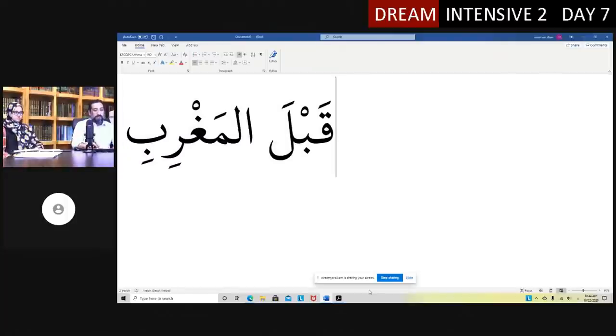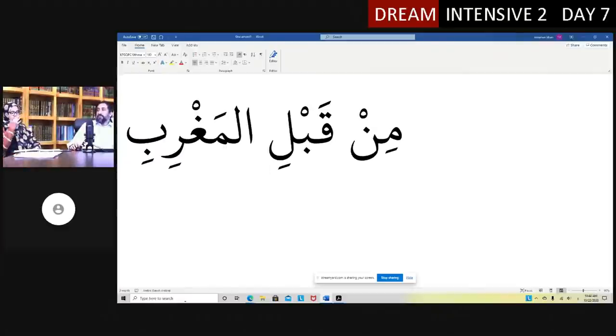Then I say min. Min is a harf of jar. So it can't be qabla anymore. What do I have to do? Make it jar. How? Qablil-maghribi, min qablil-maghribi. Min made it jar.